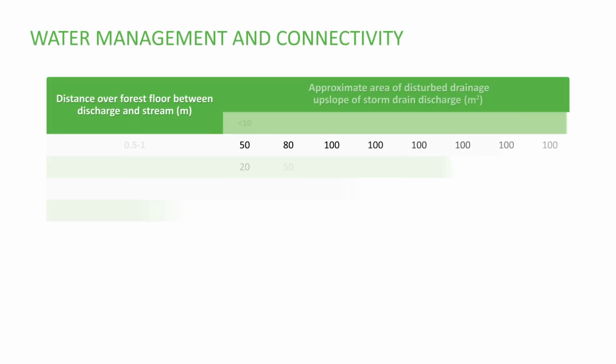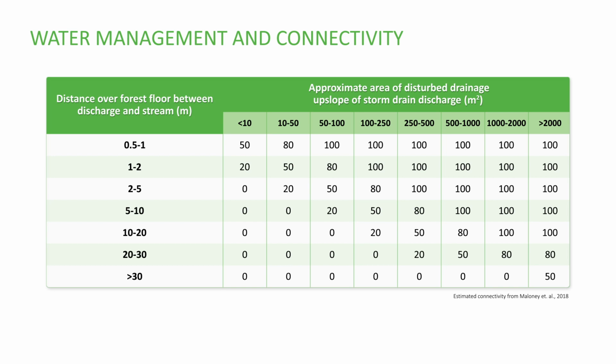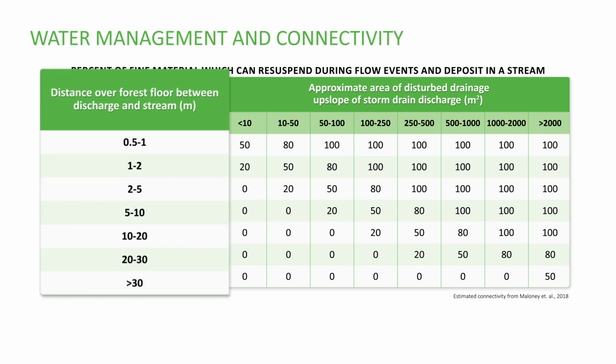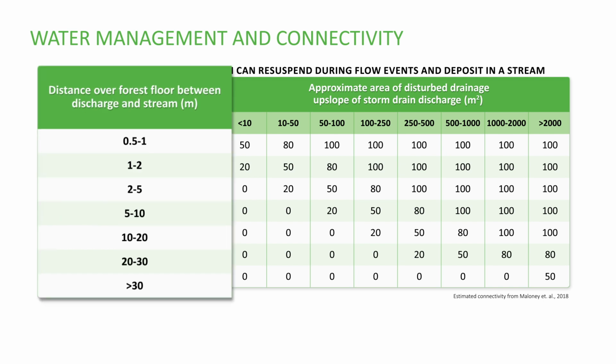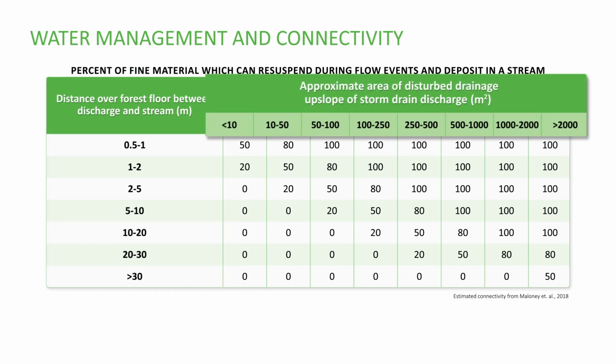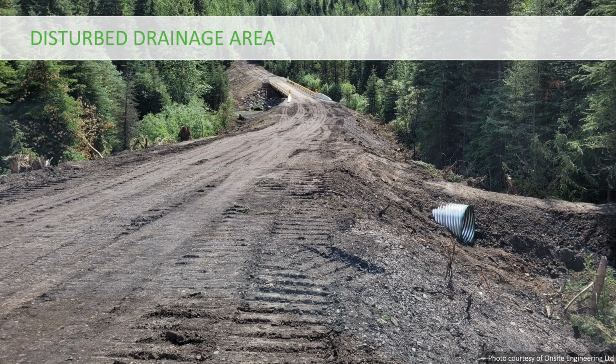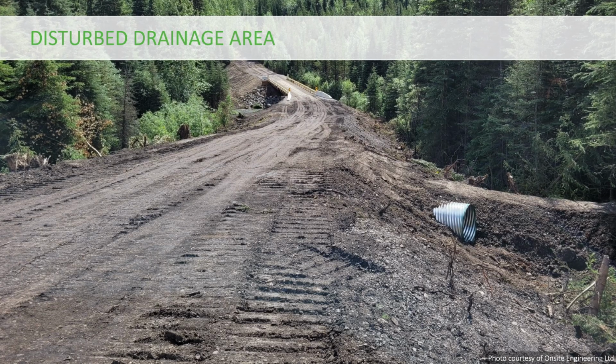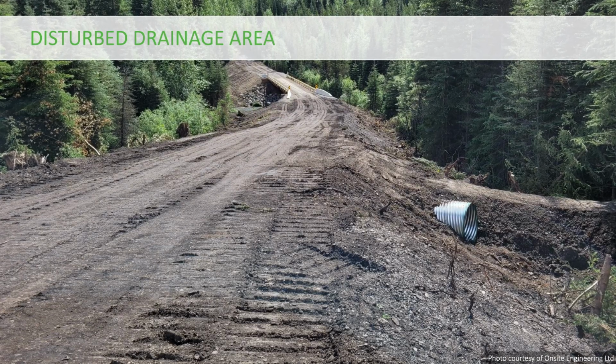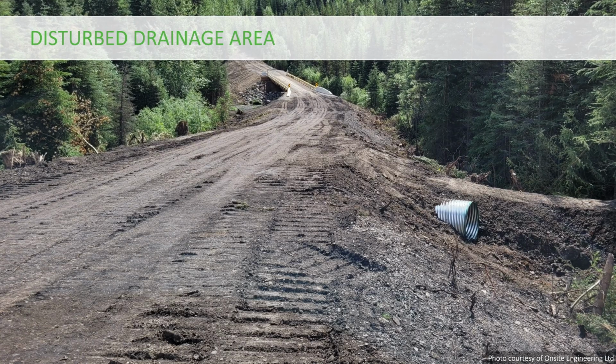When considering where to place cross-drain culverts and offtake ditch outlets for sediment management, this table can be a useful guide. It summarizes the amount of sediment that can be expected to reach a stream using two factors that together define connectivity: the distance from the outlet over the forest floor to a stream and the upslope area of disturbed drainage. Disturbed areas can include bare soil embankments, cut slopes, unvegetated ditch lines, and road surfaces from which sediment is readily mobilized.